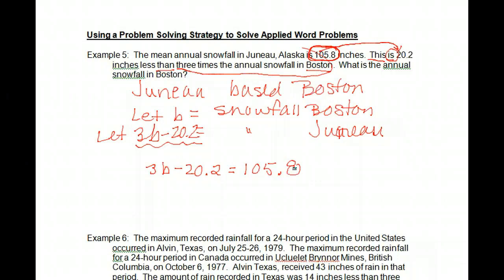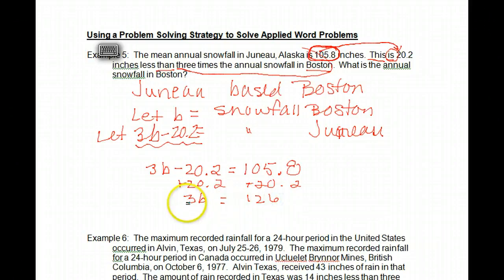Now all we have to do is solve this two-step equation. So we're going to add 20.2 to both sides. So 3b equals 126. Divide 3 on both sides. And we see that b equals 42.